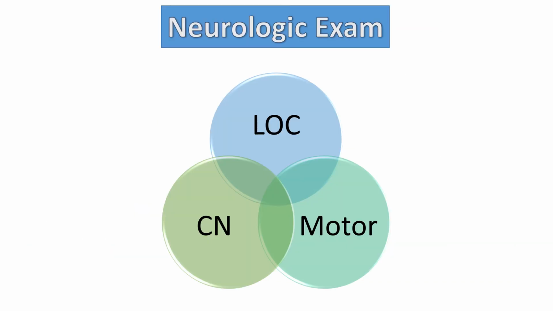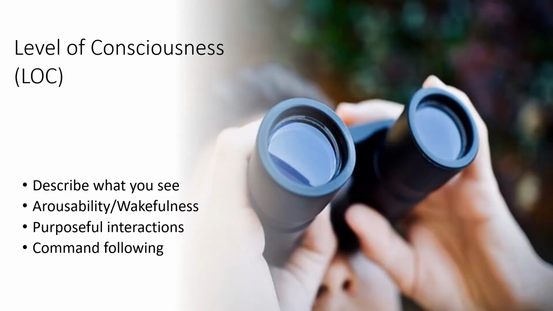I want to go next into the neurologic exam because this is really the meat of the discussion, right? When we do a neurologic exam, we're trying to determine, one, is someone in coma, and if they are in a coma, where is that coming from? Is it a structural lesion in the brainstem, or is it something more global? The first thing we're going to start with is level of consciousness. Okay? Describe what you see.